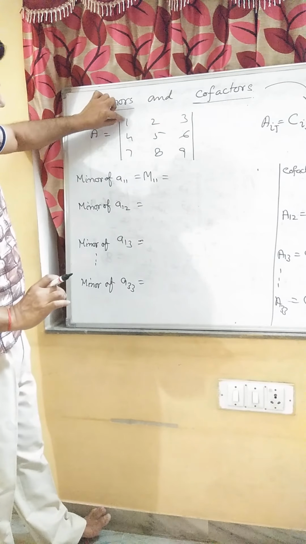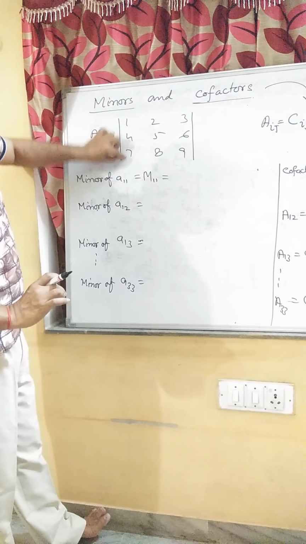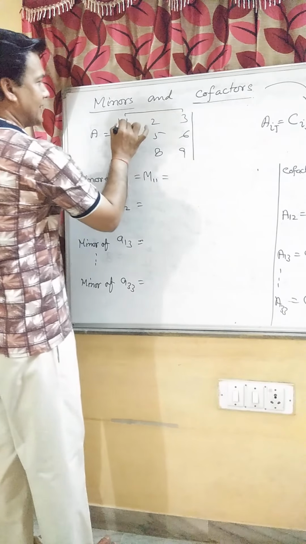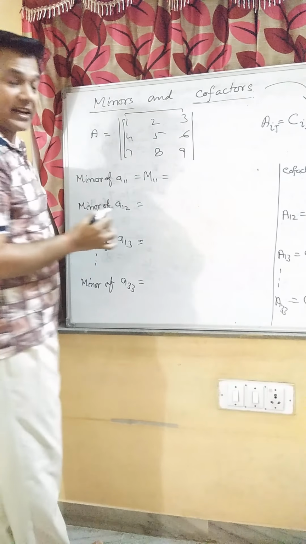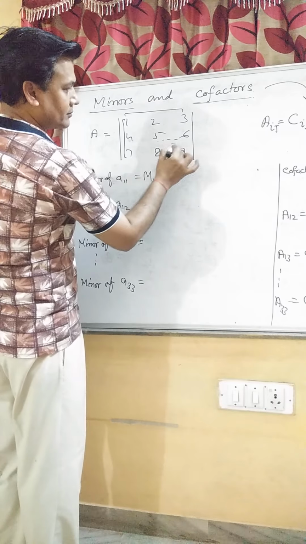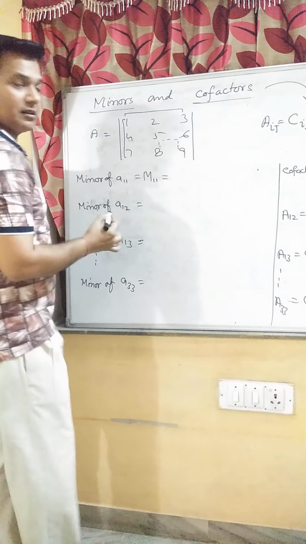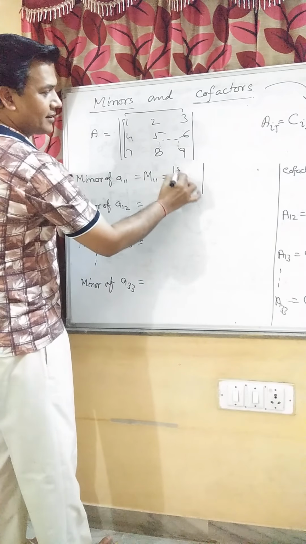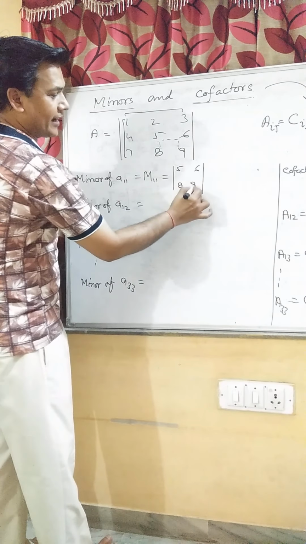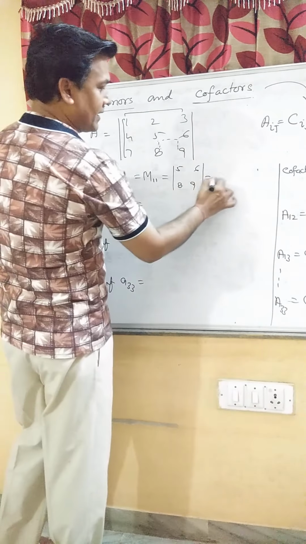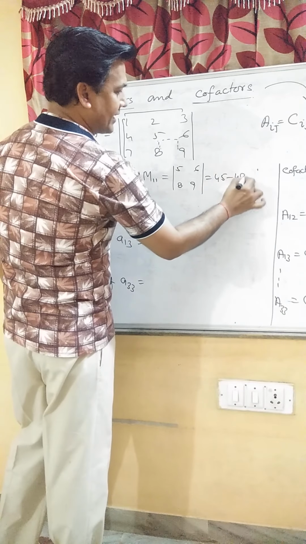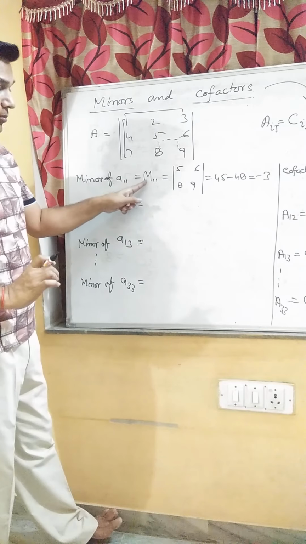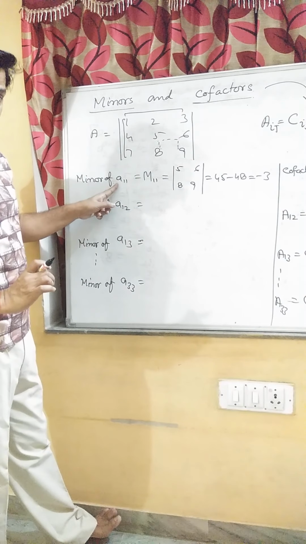A11 occurs in the first column and first row, so we leave these elements and these elements. Now the rest of the elements are these. Make a subdeterminant using these 5, 6, 8, 9, and the expansion of this one is 45 minus 48, which means minus 3. It is the value of the minor of element A11.